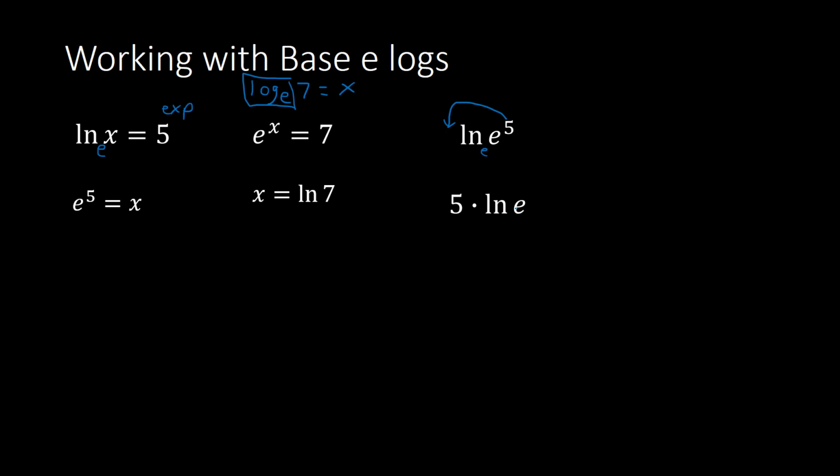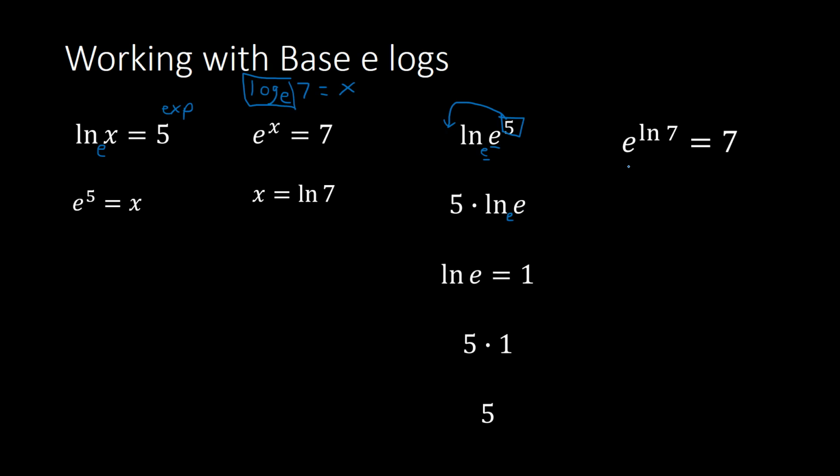And here, natural log of e, remember it's an assumed base e. If the base and this are the same, that's going to equal 1. So natural log of e is 1, so I have 5 times 1, which is going to be 5. The second way to think of this is because the base and this number are the same, my solution would just be the exponent. So either way to think of it, we get the same solution.